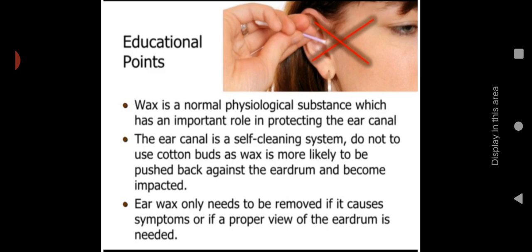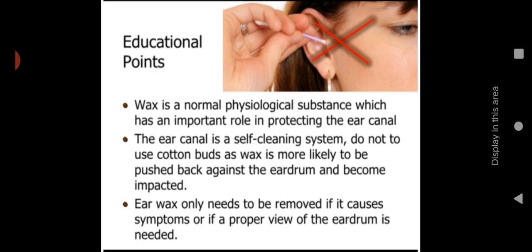So before removing, you should always remember that one of the main functions of the wax is to protect the ear canal. If you remove the entire wax, then the ear canal will be at risk for some infection. Then the second point, the ear canal is a self-cleaning system.